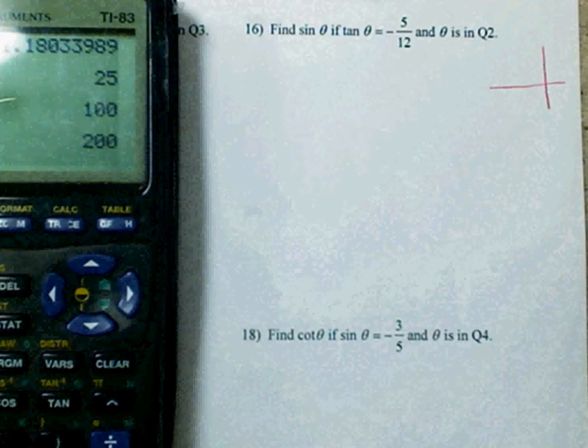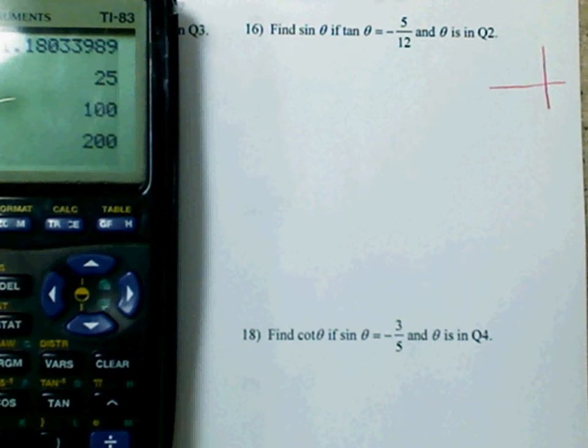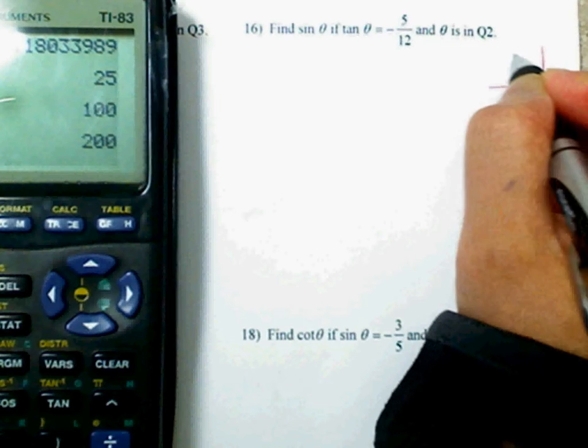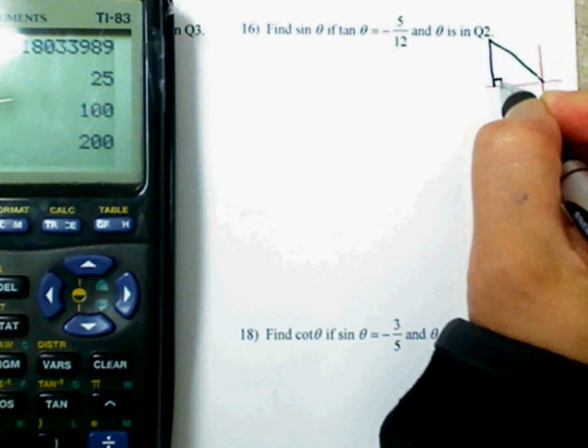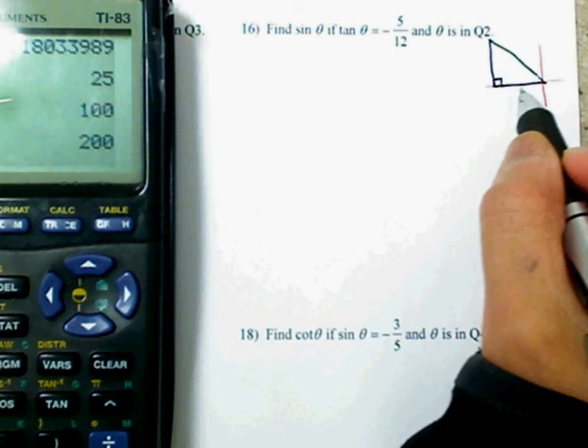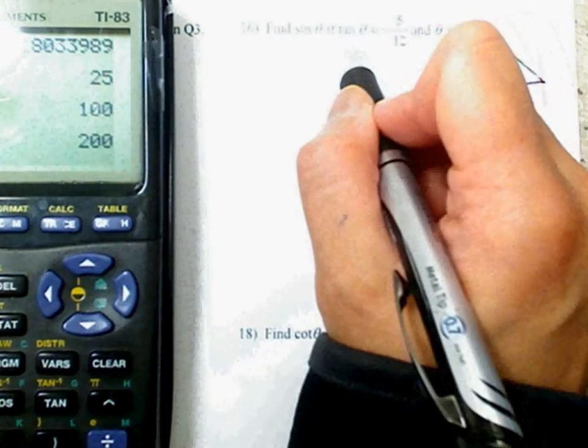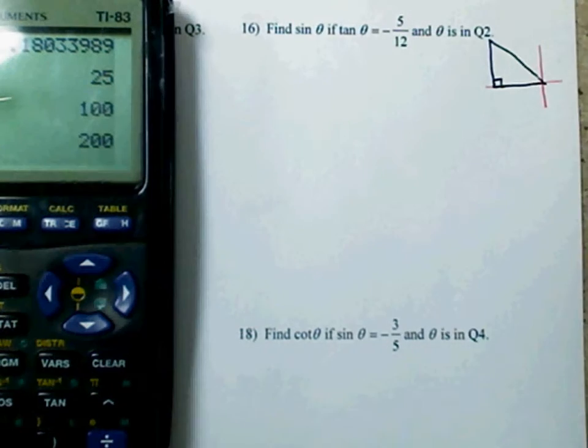Then it says, so I'm going to go ahead and draw my triangle. Notice, one of the legs always touches your x-axis. Okay? Then you have right here, it says tangent theta of negative 5 over 12.